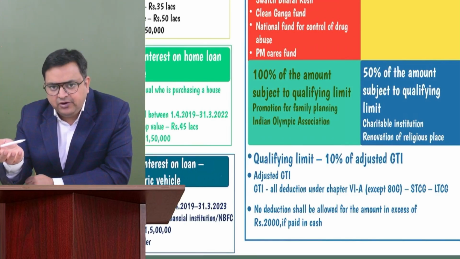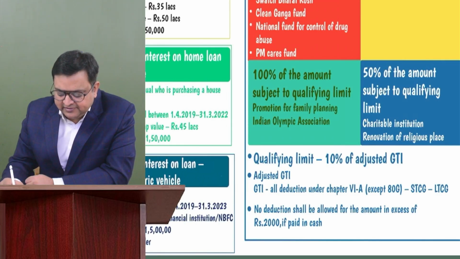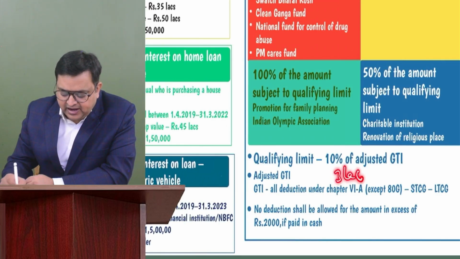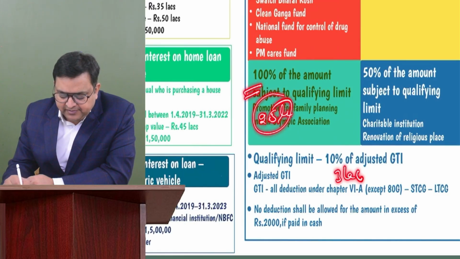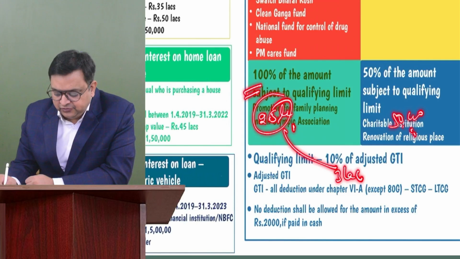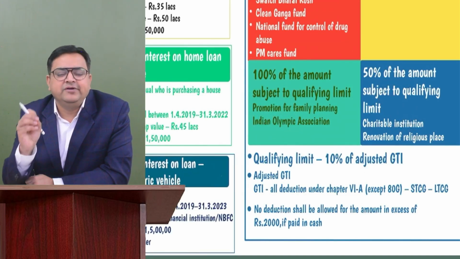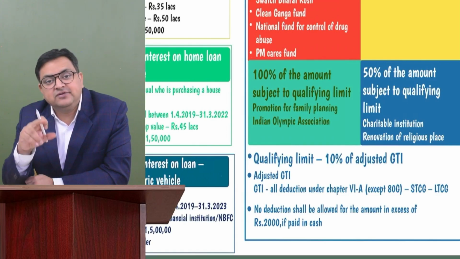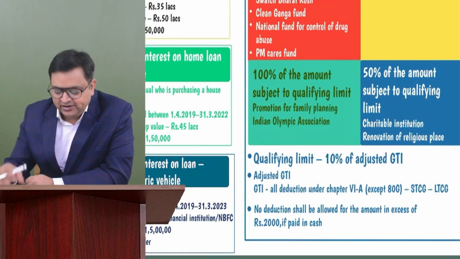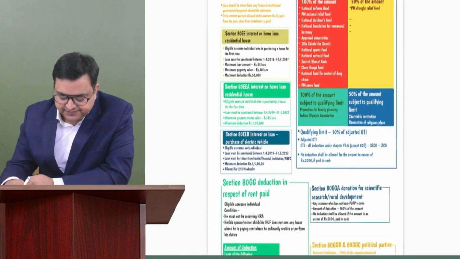What is the remaining qualifying limit? Let's say our qualifying limit comes to rupees 3 lakh, and we have already taken a deduction over here of 2.5 lakh. So what is the remaining qualifying limit? 50,000 rupees. This is called the remaining qualifying limit. So 50% of the amount donated or 50% of the remaining qualifying limit, you will get this deduction under 80G. Got it?